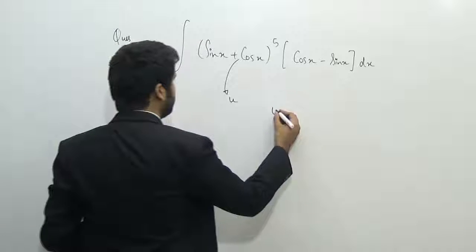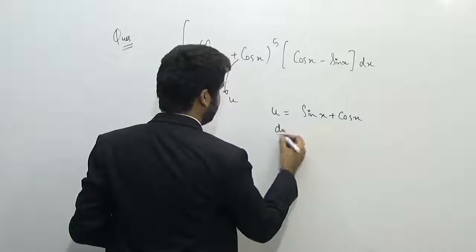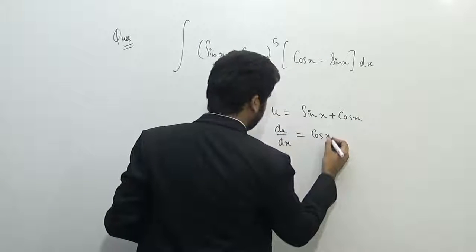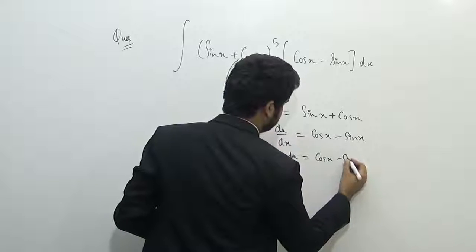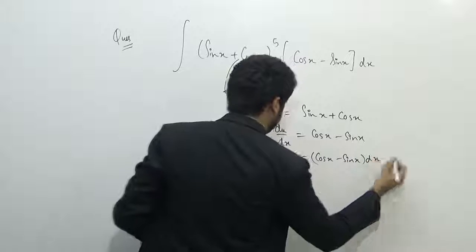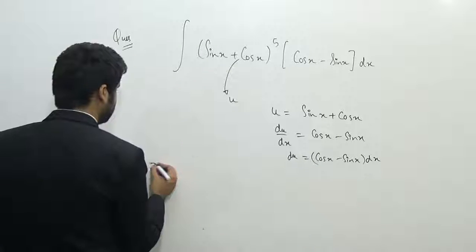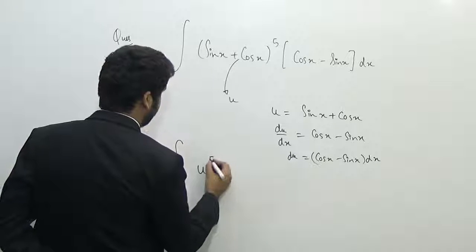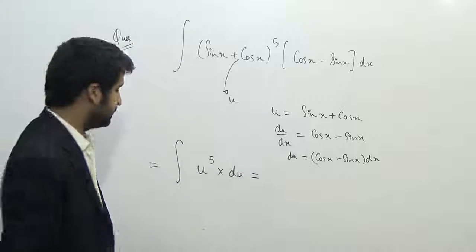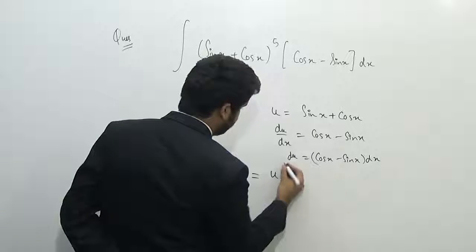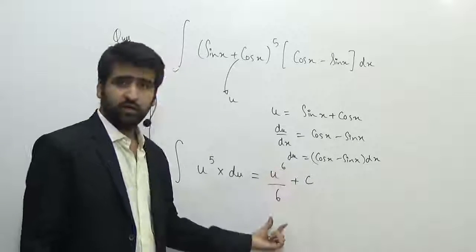Let's see how. If u is equal to sin x plus cos x, then we can say that du upon dx is equal to cos x minus sin x. So du will be written as (cos x minus sin x) times dx, right? So this will be the value of du, which is (cos x minus sin x) times dx. So this is equal to u to the power 5 multiplied by du. So that's what is given to us here. So this is u to the power 5 into du, which is equal to u to the power 6 divided by 6 plus c. So this is the final answer.